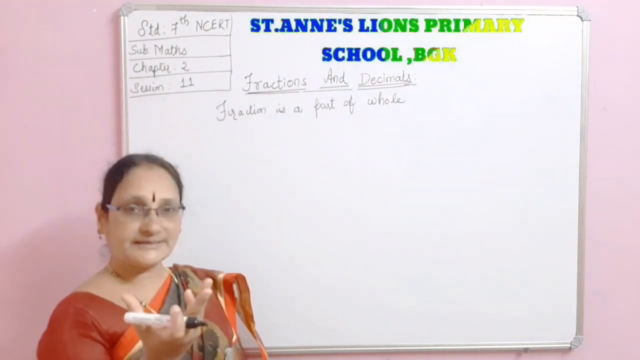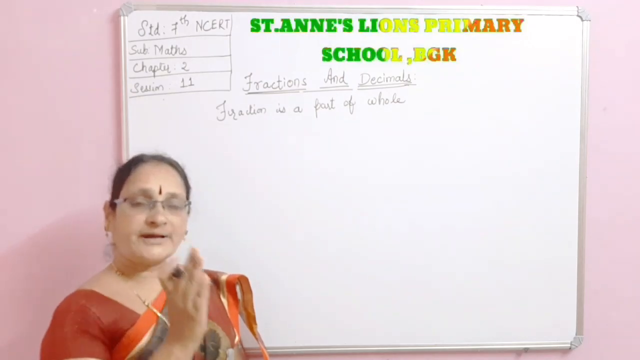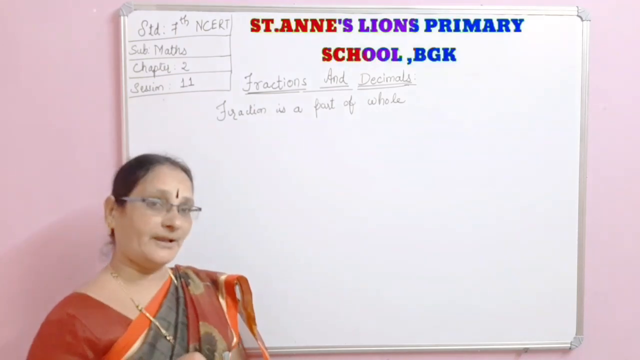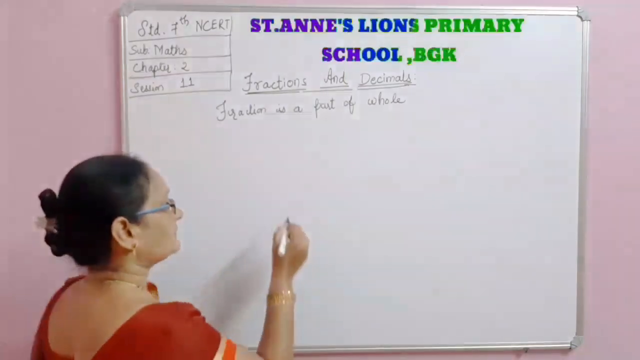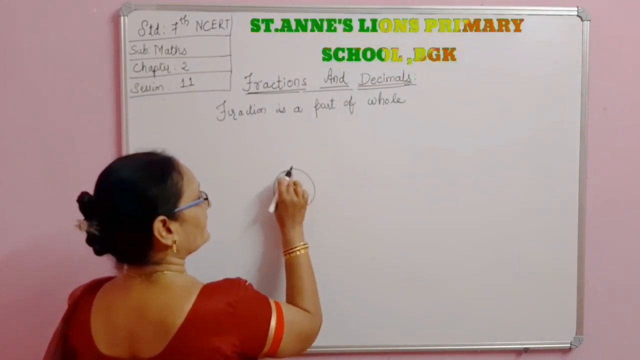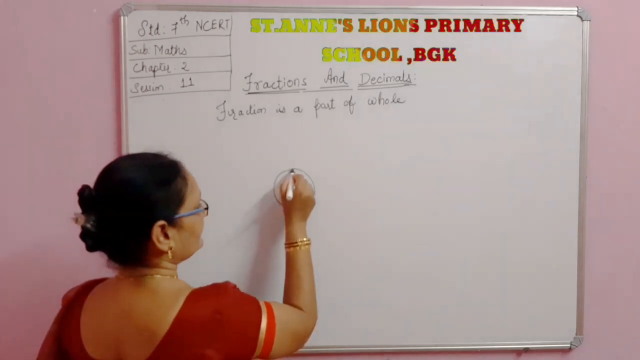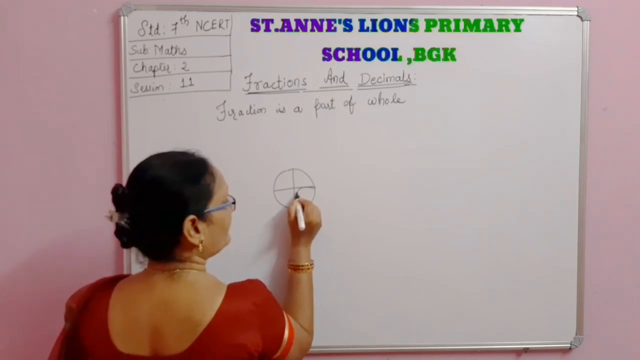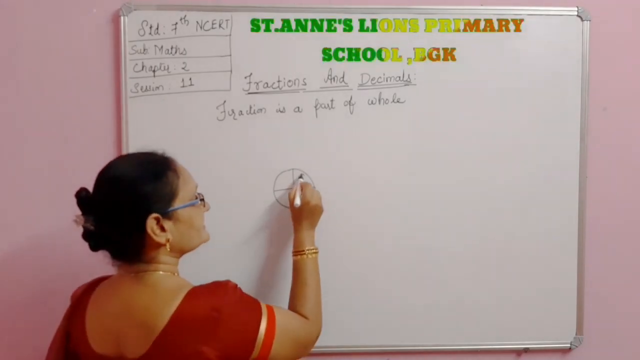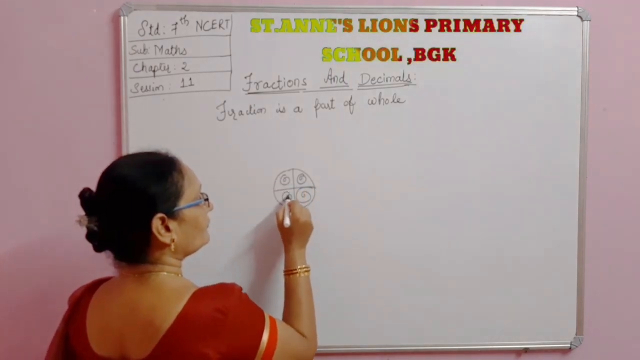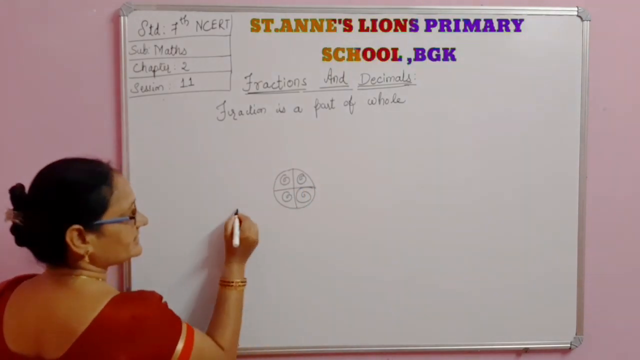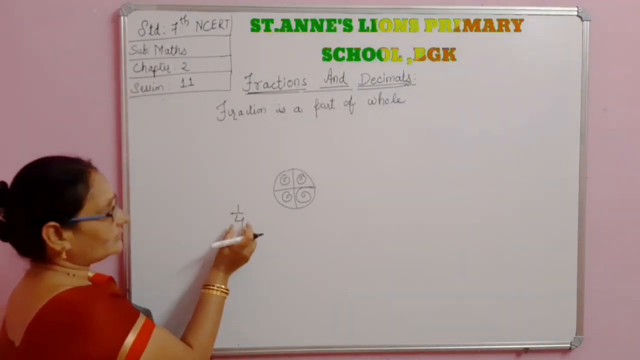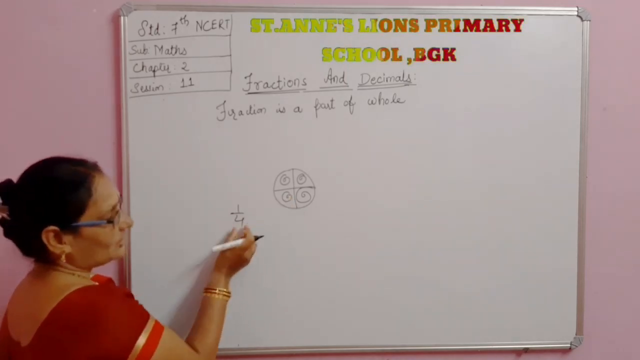Suppose one apple is there. That apple I am cutting into 4 parts. One part of that apple is called as fraction. Suppose this is one round biscuit. In this I am making 4 parts. So this is one part of the biscuit. This is second part, third part, fourth part. That means one part is considered as 1/4. What is this 1/4? One biscuit is there. In that fourth part, this one part is called as 1/4.